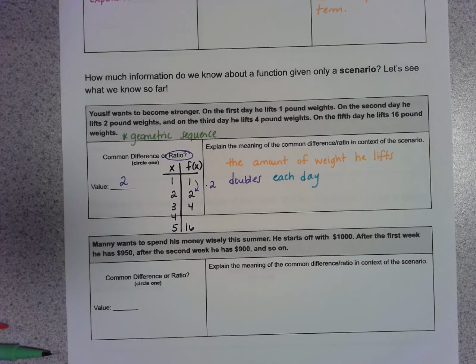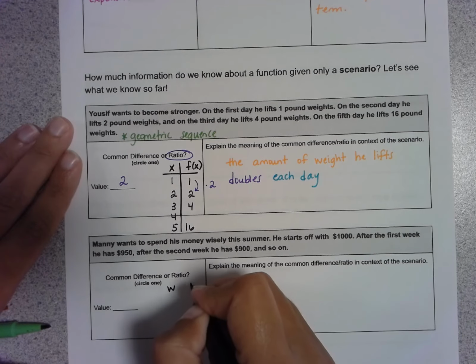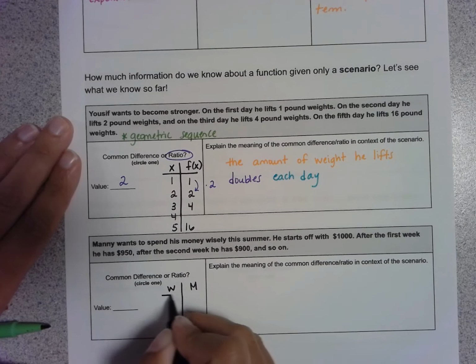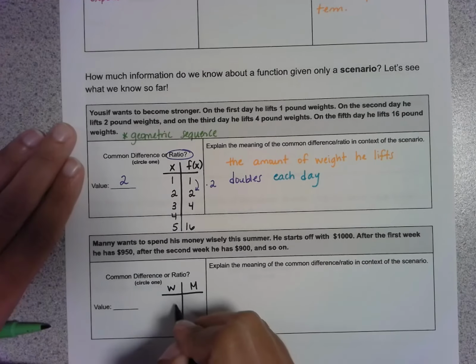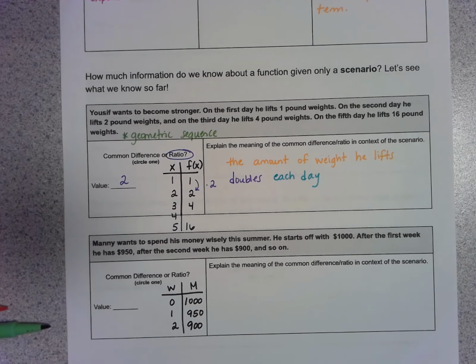Manny wants to spend his money wisely this summer. So he starts off with $1,000, and after the first week, he still has $950. After the second week, he has $900, and so on. Again, I would recommend making a table of values. So we've got the weeks, we've got his amount of money. He starts off with $1,000, so no time has passed, he has $1,000. After the first week, he has $950. After the second week, he has $900, and so on.